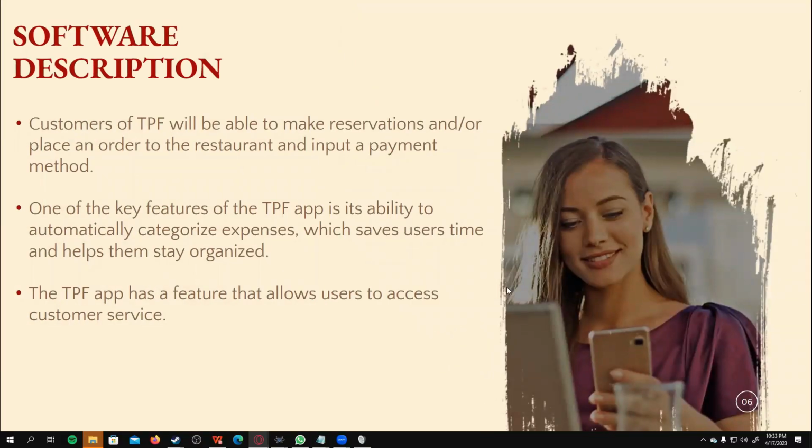Software description. Customers of TPF will be able to make reservations and/or place an order to the restaurant and input a payment method. Two of the payment methods that we suggested were Link and Stripe. One of the key features of the TPF app is its ability to automatically customize expenses, which saves users time and helps them to stay organized. Another function of the app is a feature that allows users to access customer service.